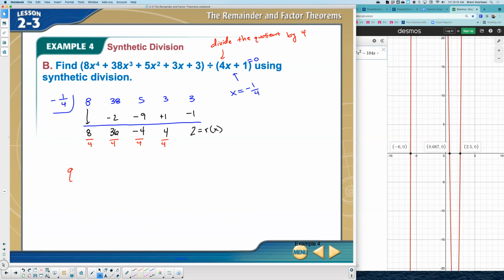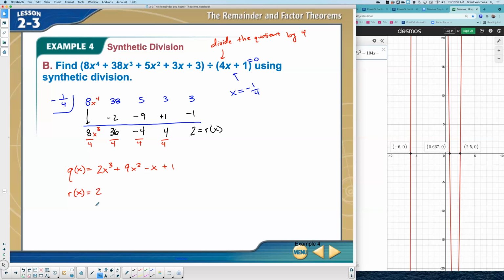So my Q of X. What's 8 divided? I forgot to write this. This was 8x to the 4th. When it drops down, it becomes x cubed. So what is 8 divided by 4? So we'll say 2x cubed. This is a positive. What's 36 divided by 4? 9x squared. Negative 4 divided by 4? Negative 1. It'll be just x to the first. And then what's 4 divided by 4? 1. That's my quotient. My remainder is 2.